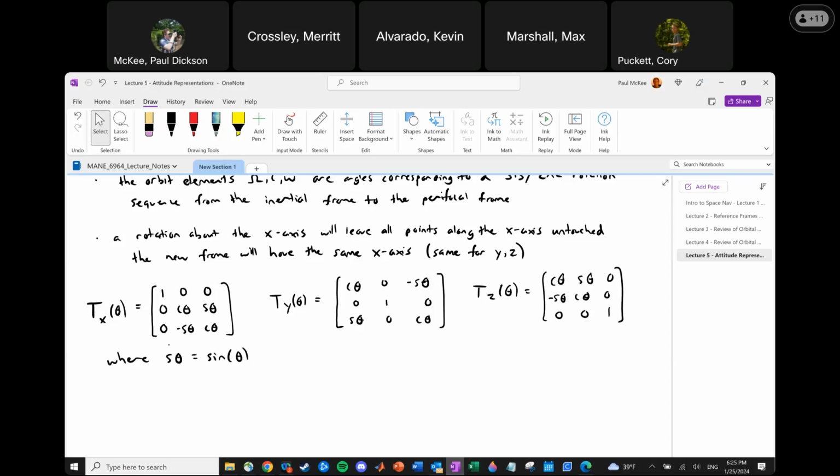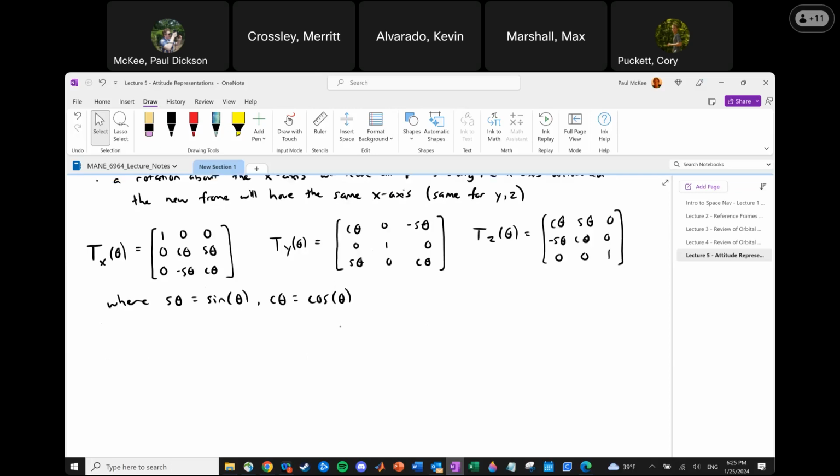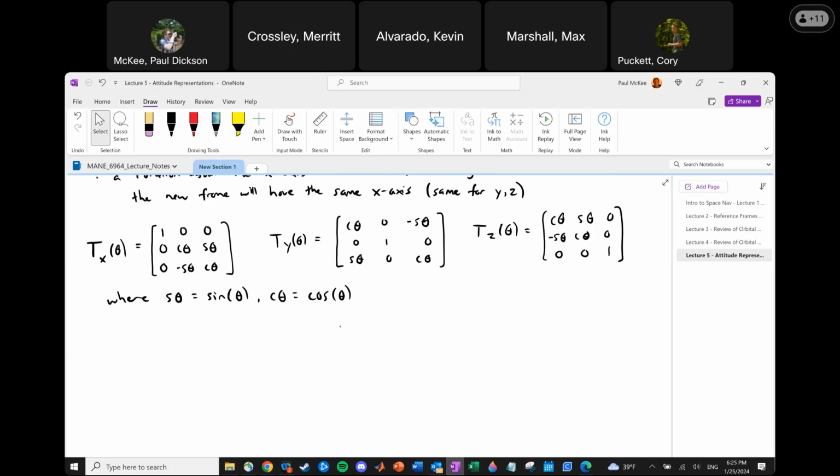theta. And then c theta is equal to the cosine of theta. That's just me trying to save on keystrokes. Just like when you're taking organic chemistry, and you stop writing H's after a while. It's going to be shorter this way.